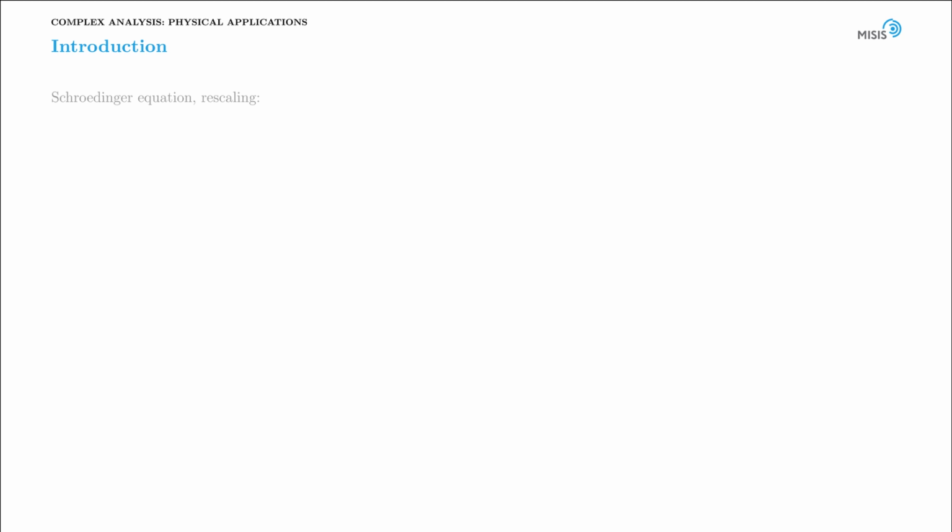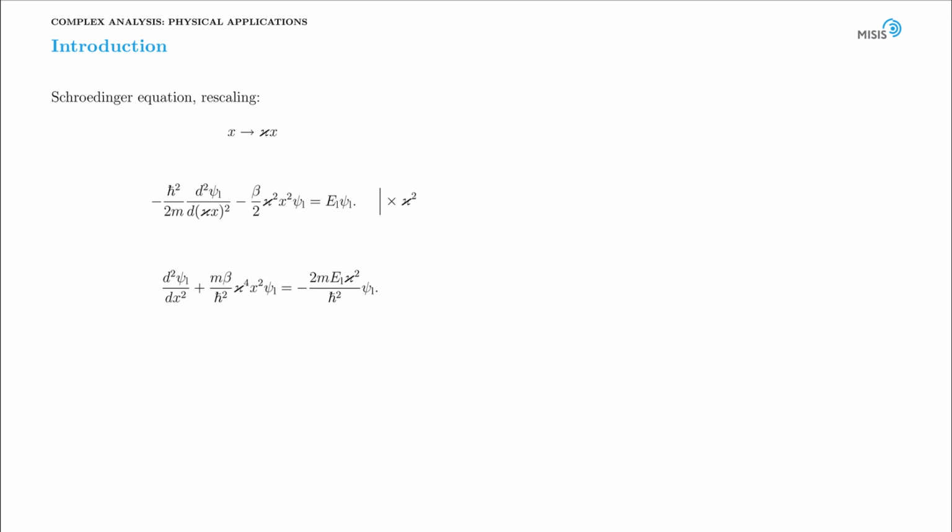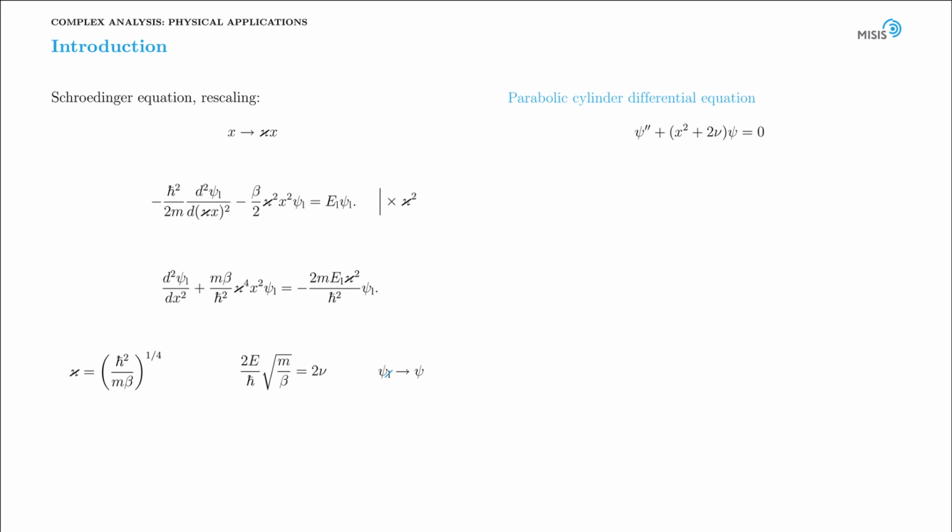Let us make the equation dimensionless and introduce a suitable rescaling. First, rescale the coordinate, and then the energy. And we come to a slightly simplified equation. This equation has its own name in mathematical physics. It is called the parabolic cylinder differential equation.